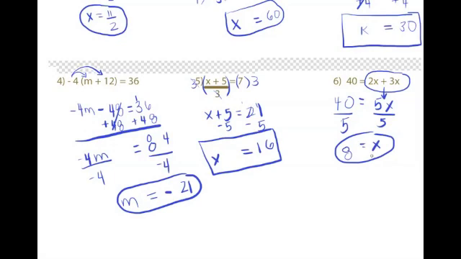Okay, and again, like always, if you want to check your answers, go ahead and do so. Just take your answer and plug it in. So if I want to check number 6, 40 equals 2 times 8, because we know x is 8 now, plus 3 times 8. So I end up with 40 equals 16 plus 24. 40 equals 40. We're good to go. Alright, so check your answers if you need to. Write down your questions and don't forget to take the quiz.